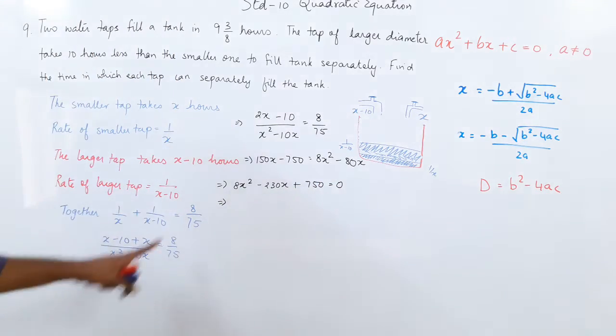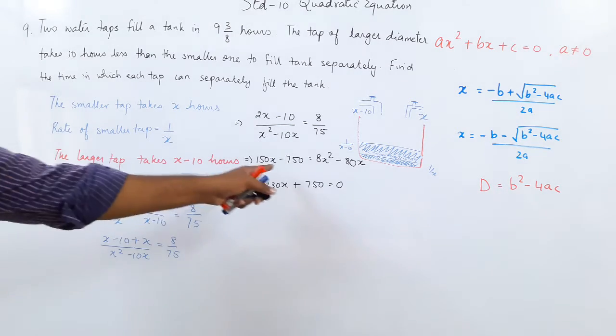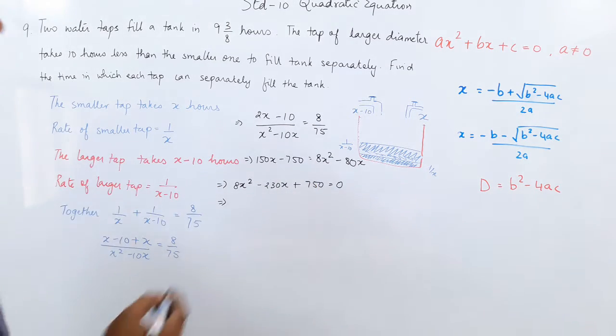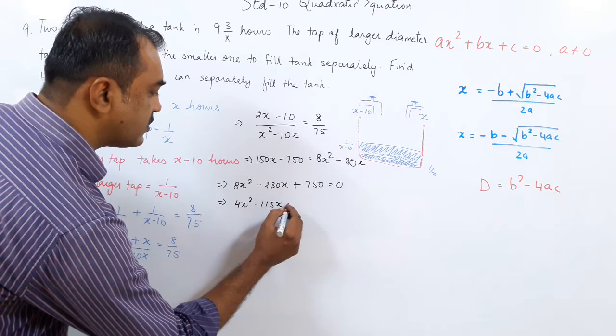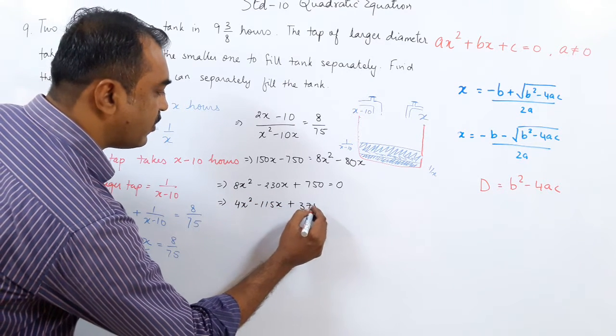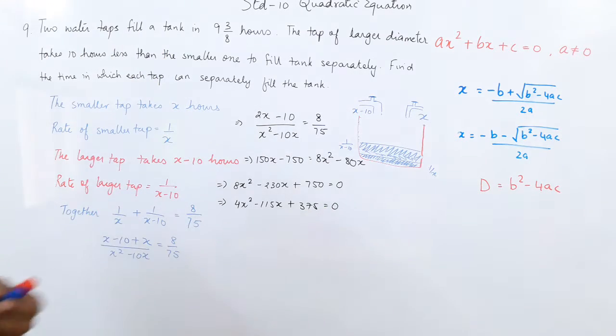There is a mistake here, but I think we have done it correctly. We had written the same thing 80, but we had done 230. So we are still left with 4x square minus 115x plus 375 equal to 0. So even though there was a small mistake there, the equation we derived was correct.